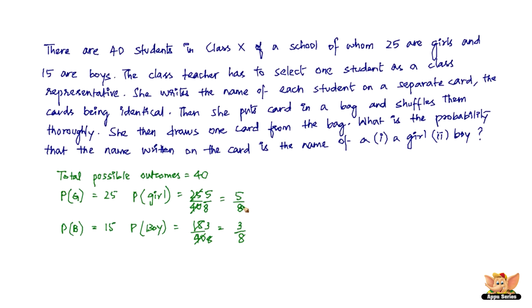It looks like a huge, lengthy problem, but that's all there is to the answer. It's very, very simple. So finally, if you add these, you get 1. So the probability of the name of a girl coming on the card and the probability of the name of a boy coming on the card are complementary events, because they sum up to 1. So this ends this problem as well as this video. I'll see you in the forthcoming videos with more problems based on probability.